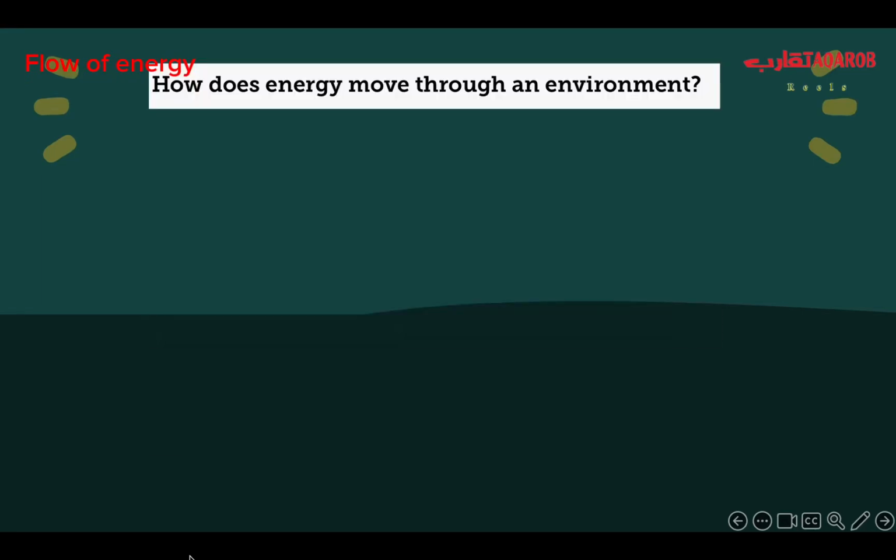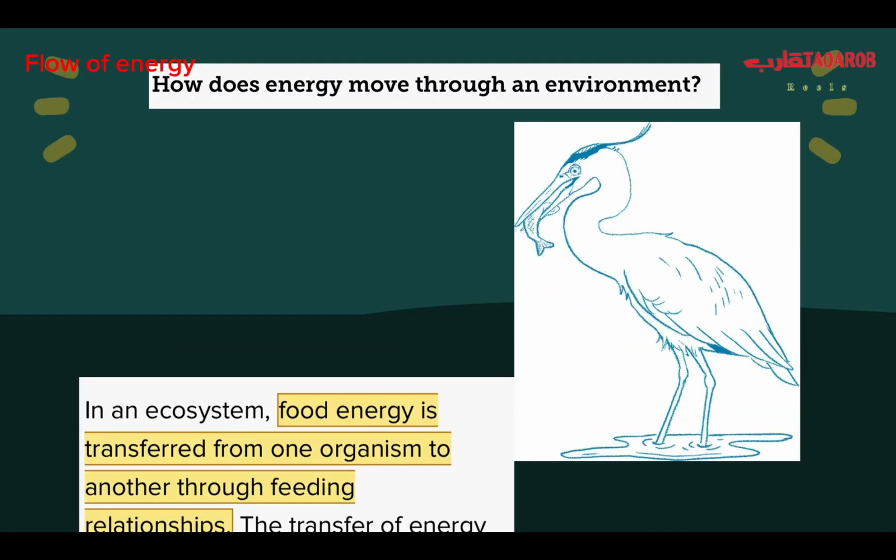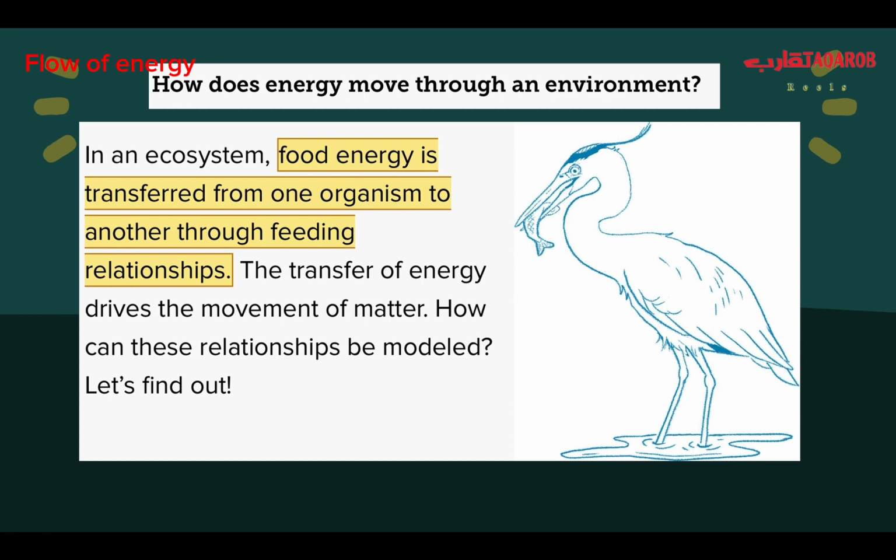How does energy move through an environment? In an ecosystem, food energy is transferred from one organism to another through feeding relationships. So the transfer of energy drives the movement of matter. So how can this relation be modeled?